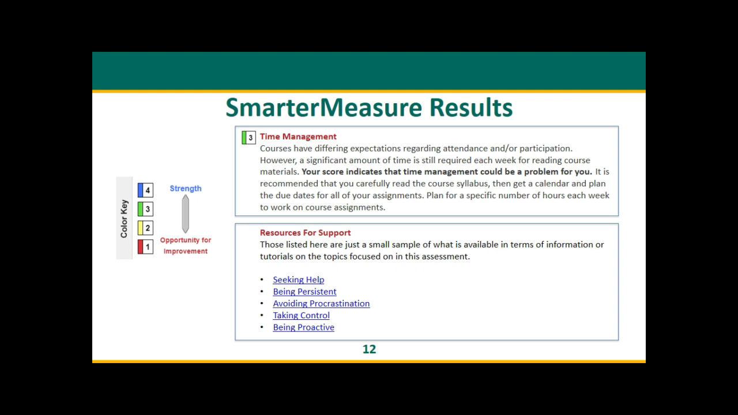I guess you have it in front of you, but I took a snippet anyway. On the left-hand side here, the one red represents low readiness, two yellow, three green represents medium readiness, and then the four green represents high readiness. At the top, this individual student has 3, which is medium readiness, and SmarterMeasure is suggesting that they might have issues with time management.